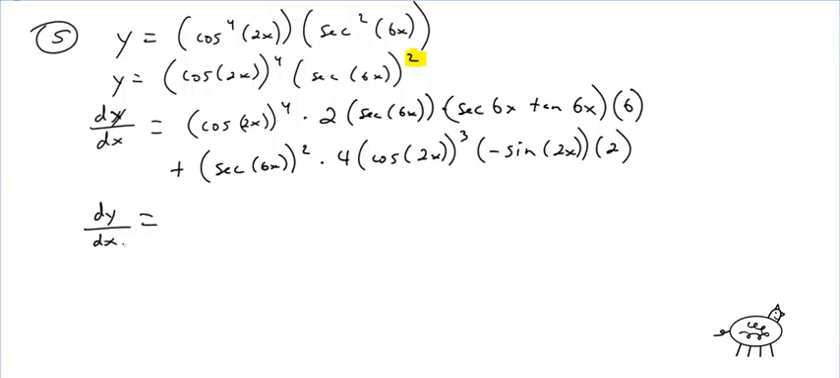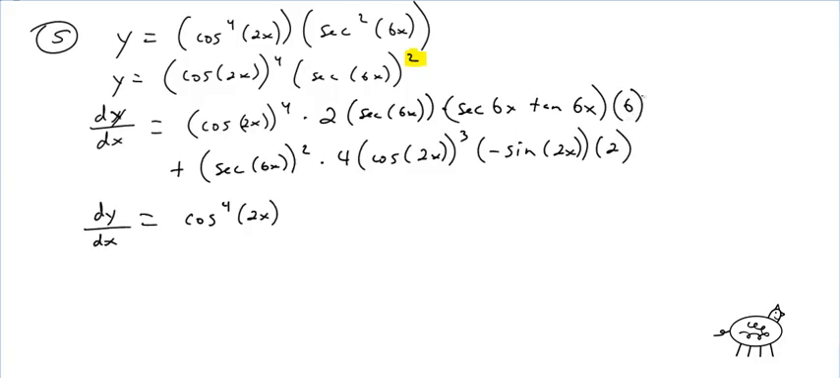Okay, well, you're going to put as much as you can put together. You want to do that, right? dy dx then is going to give you, let's see, if I multiply all this stuff together, and a couple things we're going to cancel out here. So let's write this out. So it's cosine to the fourth of 2x.